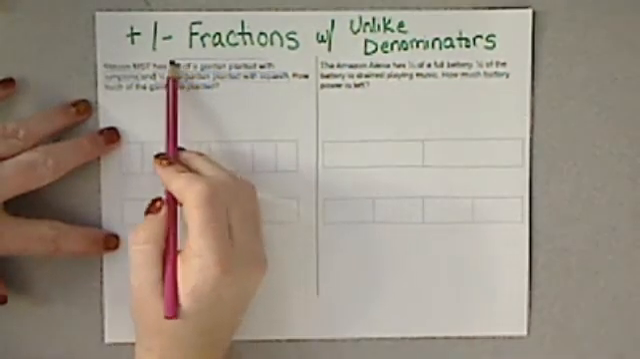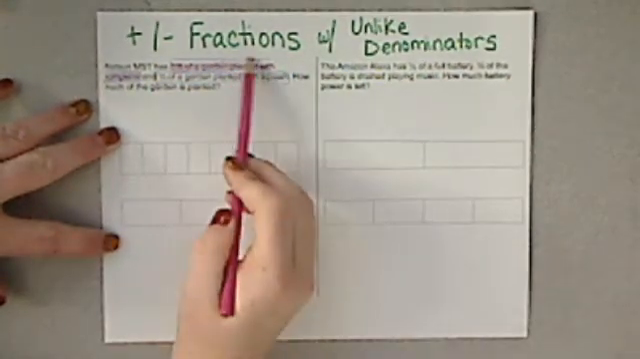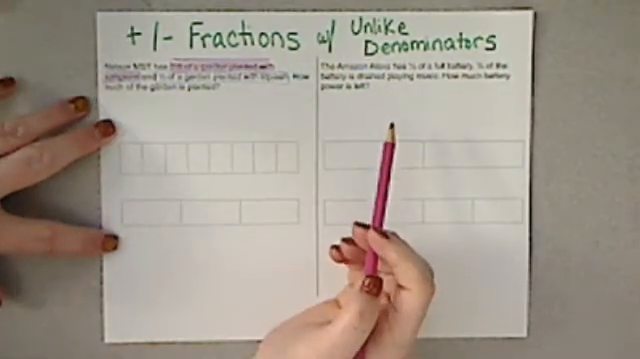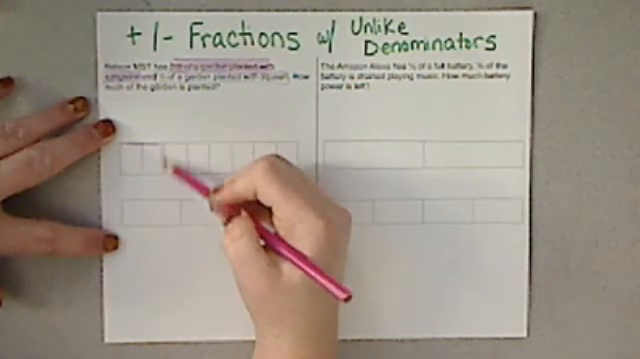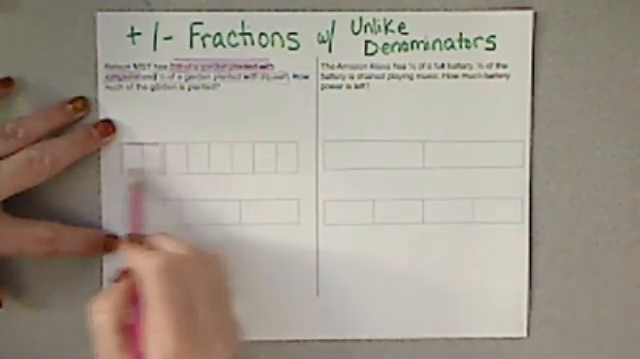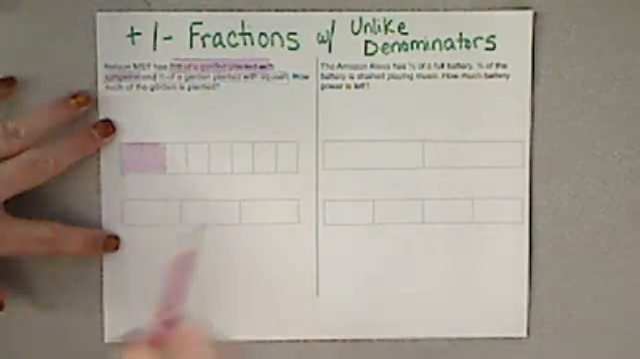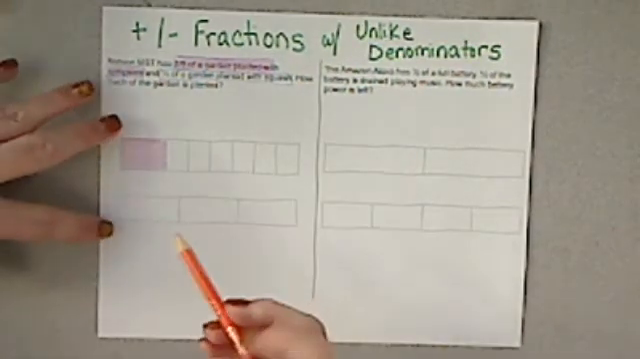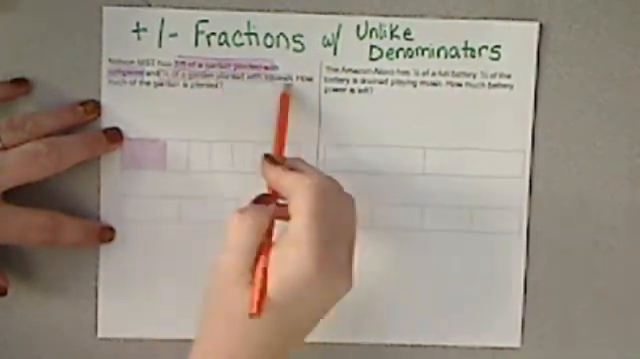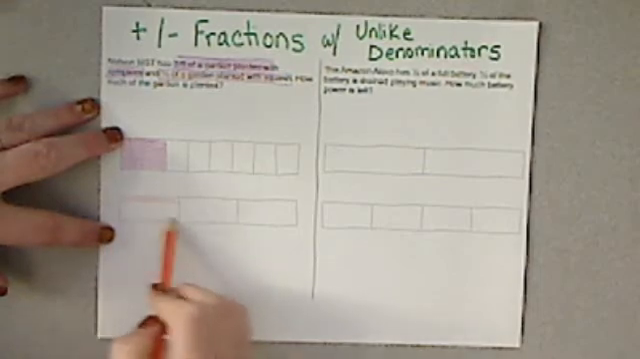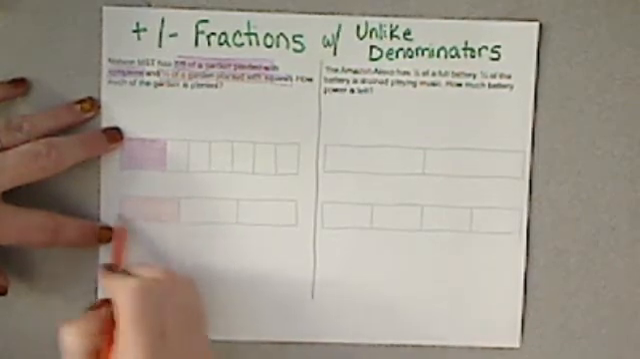I need 2/8 of a garden planted with pumpkins. So I'm going to shade that in just to give my brain that color connection. So 2 out of 8. So here is my 2. There's my 2/8 planted with pumpkins, and 1/3 planted with squash. There we go.